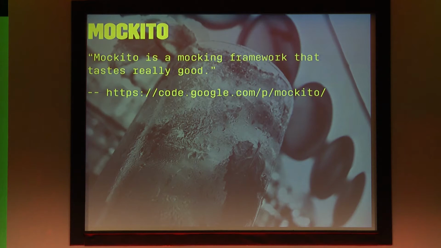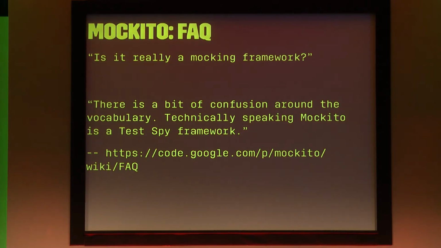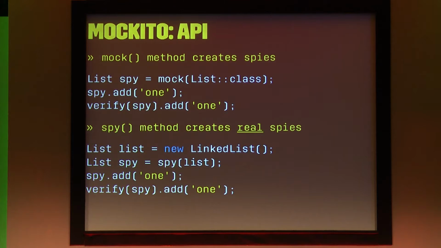So an example of the confusing terminology: Mockito is a mocking framework from the Java world. And its tagline is, Mockito is a mocking framework that tastes really good. If you then go to the FAQ, one of the first or second questions on there is, is it really a mocking framework? And they say, no, it's not. Technically, it's a test spy framework. And then if you look at the API, the mock method creates spies, because it's a spy framework. But they also have a spy method that creates real spies, which I'd actually call proxied or partial spies.